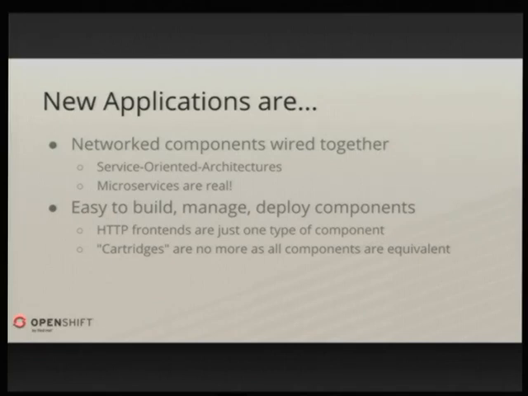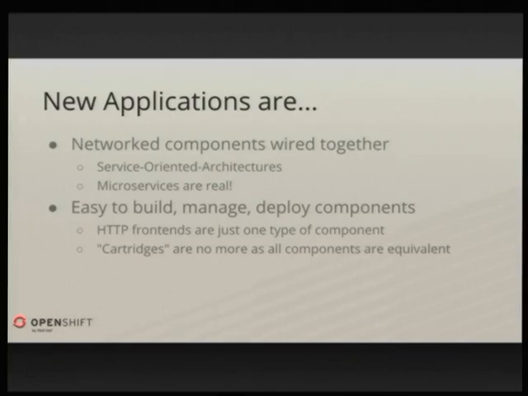We also want to make sure that applications are very easy to build. You don't need to write any shell scripts or install scripts, deploy scripts, or hooks to make your application up and running in OpenShift. You can easily manage your application, scale it, unscale it, all these kinds of tools, and deploy the components. The HTTP frontend, which is currently the main entry point for your application in OpenShift V2, is basically one of the components in OpenShift V3.